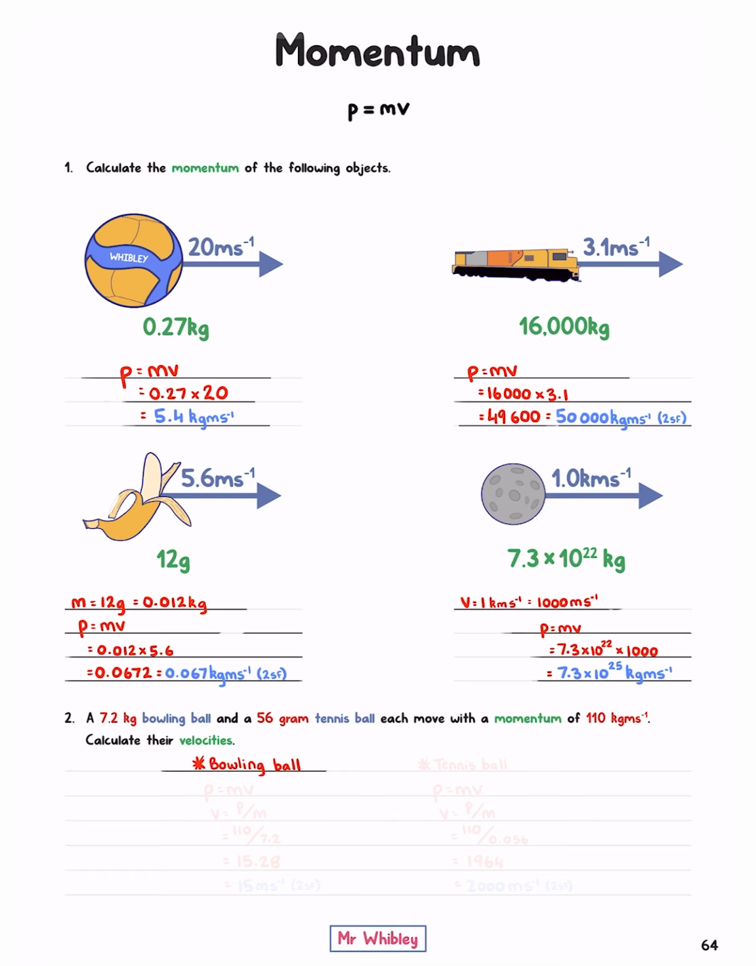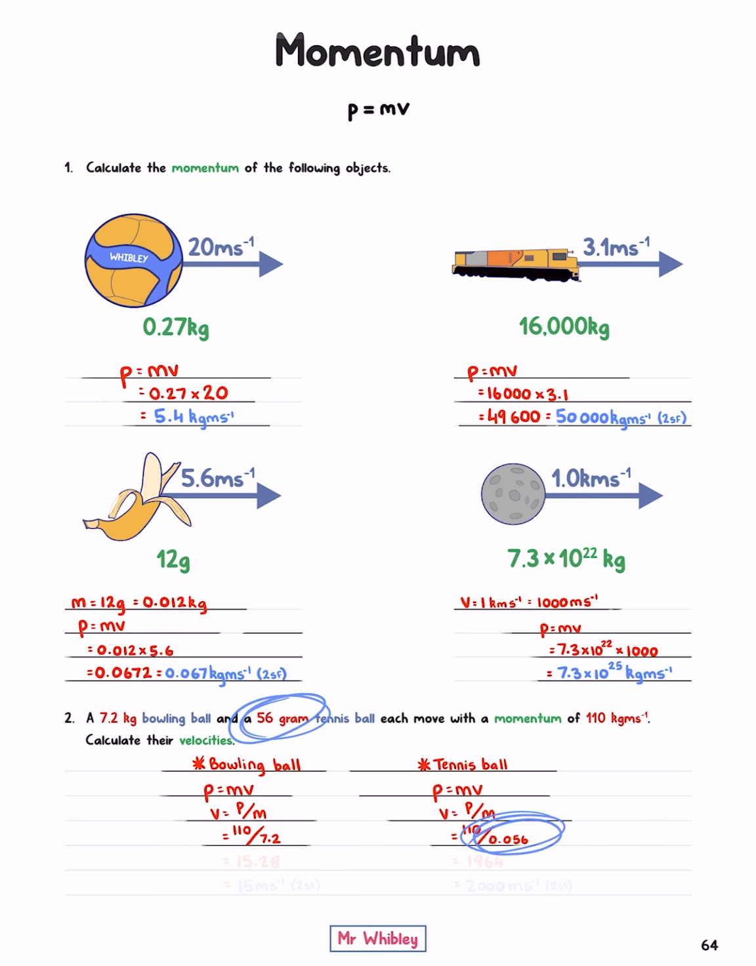In both cases, we can use our momentum equation, solving it for velocity by dividing both sides by our mass, substituting in our momentum and our individual masses, where 56 grams is 0.056 kilograms. That gives us 15.28 and 1,964, or 15 and 2,000 meters per second to two significant figures.